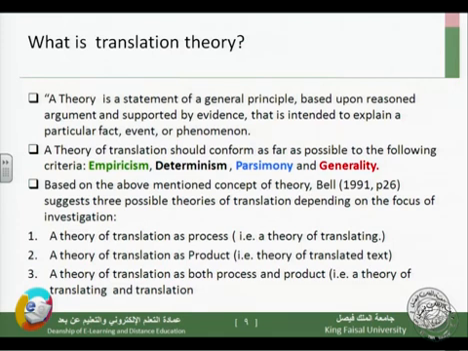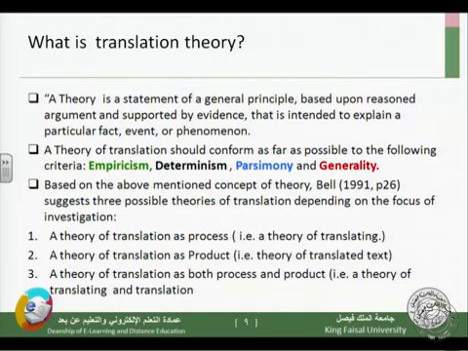Now, having gone through all the above mentioned points, now we have some kind of a clear idea of what a theory in general terms means. Now we come to the main question of this lecture. What is translation theory? Translation theory is a statement of general principles. General principle based upon reasoned argument and supported by evidence that is intended to explain a particular fact, event, or phenomenon. Very simple, straightforward. This is a theory in general terms.